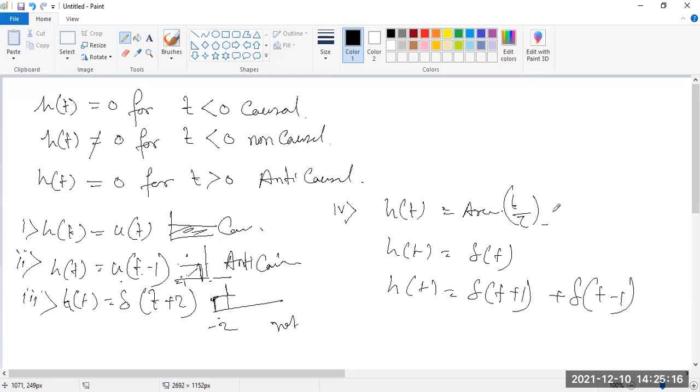H(t), the rectangular t by tau, this is also not causal, because t by tau, something is divided there, not linear. So don't go for this. This one is only causal, and this is also, look, here is minus 1 and plus 1. That is minus 1, that is plus 1. So a part is there. So this is also not causal. This is non-causal. So guys, if you have any question, you may ask me. Otherwise, I'm going to stop here. And thank you for listening.